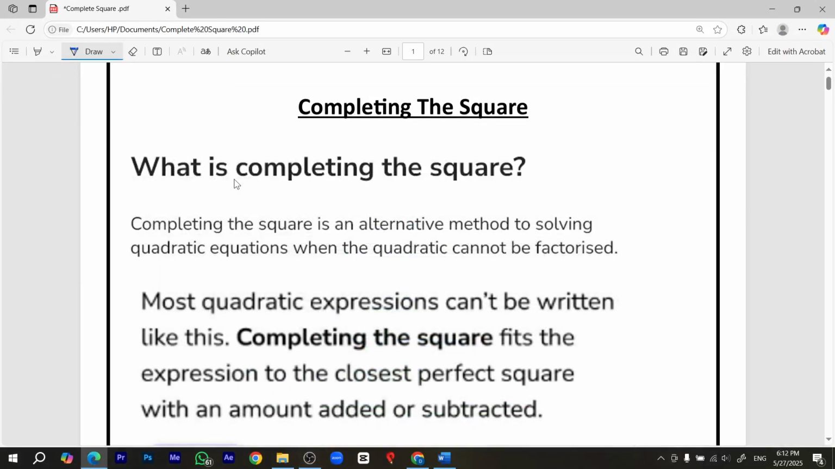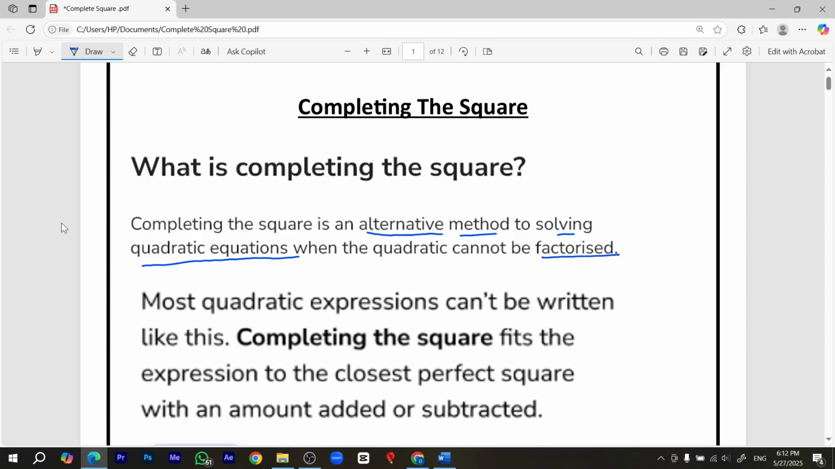Completing the square. What is completing the square? What's the meaning of completing the square? Completing the square is an alternative method for solving quadratic equations when the quadratic cannot be factorized.